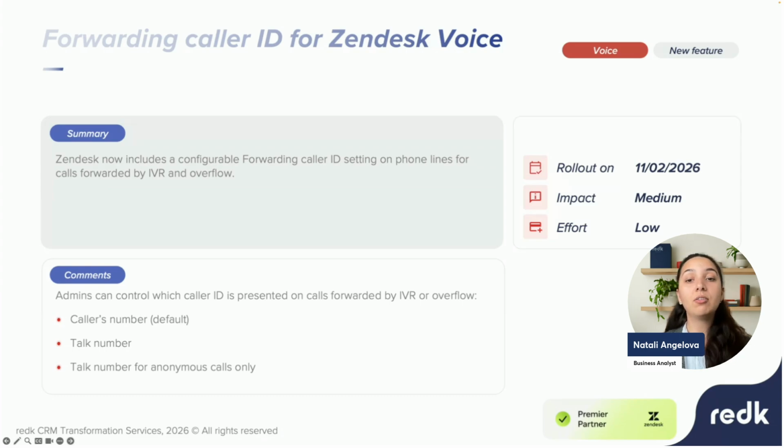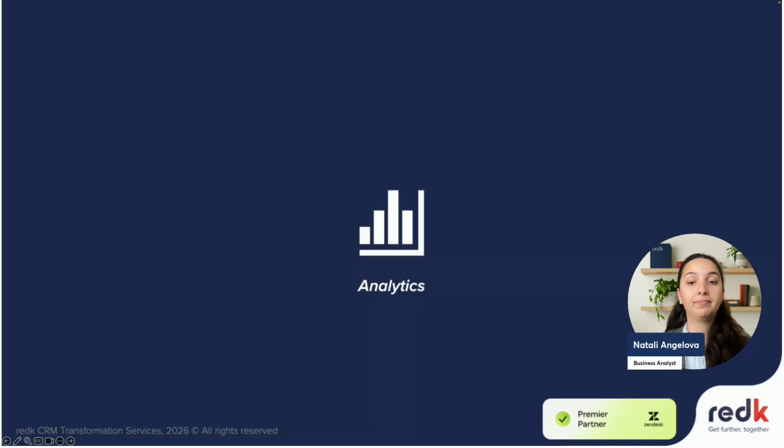To take an action, you should review the phone lines and forward calls to as part of an IVR or overflow and choose the appropriate option per line. Now let's take a look at analytics.